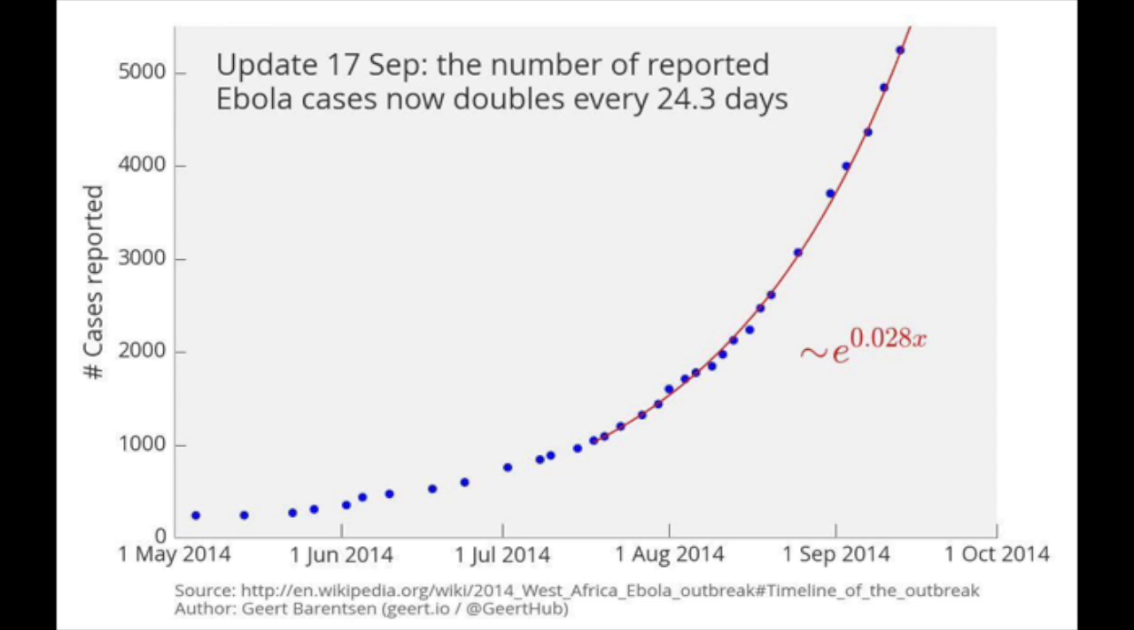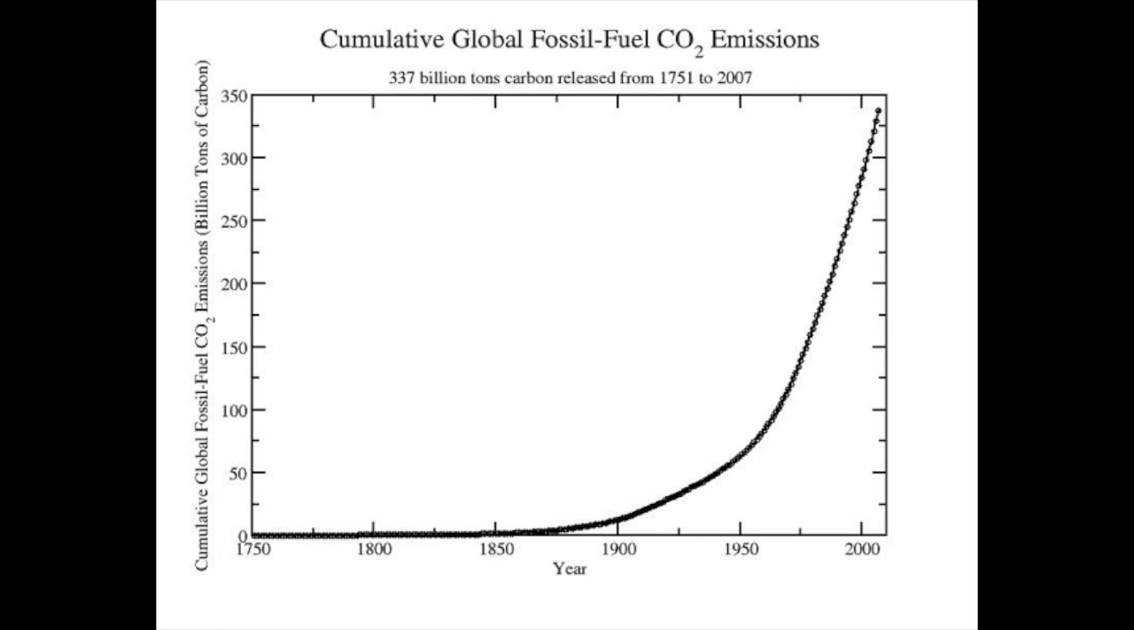Here we can see how the Ebola cases rose exponentially and the rate at which they rose, doubling every 24.3 days, with y being the number of cases reported and x being the date. Here we can also see the exponential rise in this graph of the global fossil fuel CO2 emissions from 1751 to 2007, with y being the cumulative global fossil fuel CO2 emissions measured in billion tons of carbon and x being the years that passed by.